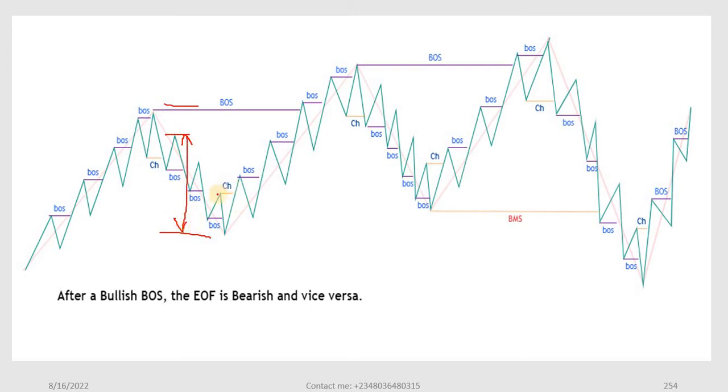Once we see a change of character, if price must change trend, it's so easy. You just put your entry here, your stop loss here, and you trade up, capture all of this move. But it is not all the time that we can continue doing that. It's not all the time that a change of character will actually lead to a change of the internal structure of the market. It's not all the time. So that is exactly what I want to draw our attention to.